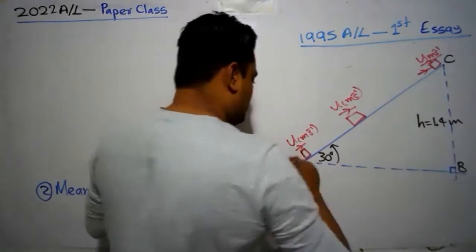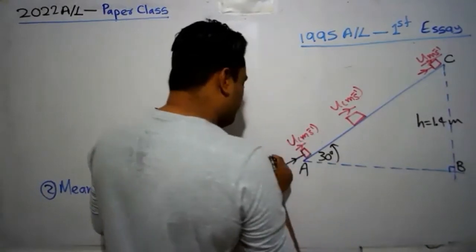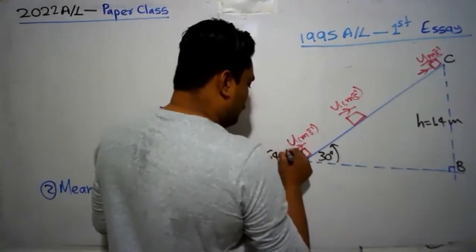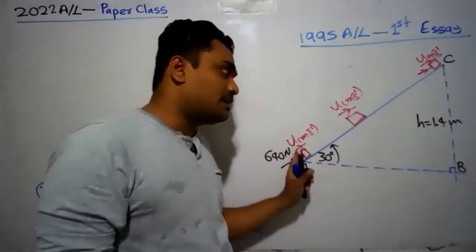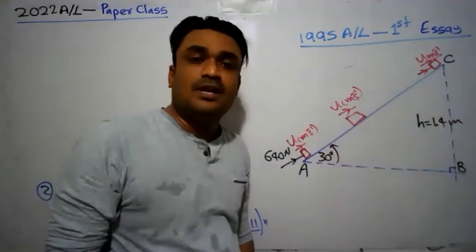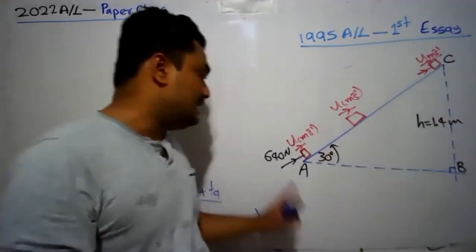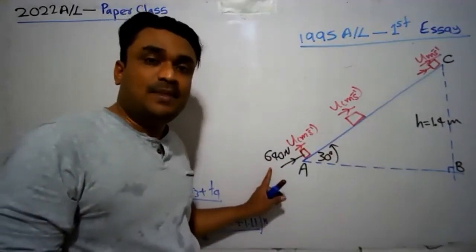For this motion, it is said that it needs a force of 640 Newton. So when you apply a force of 640 Newton, the object is moved along the inclined plane with a very small uniform velocity. That's why it is said to be the minimum force.